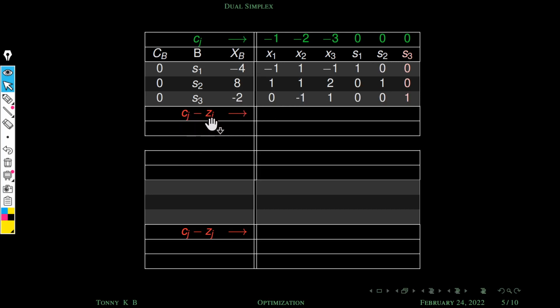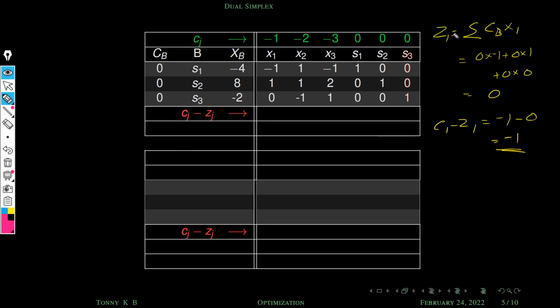For evaluating Cj minus Zj, the Cj's are there. First of all, we have to evaluate the Zj's. That means Z1, Z2, Z3, Z4, Z5, Z6. How to evaluate Z1? I will show you one. We can evaluate Z1 using this formula, sigma CB times X1. That means 0 into minus 1 plus 0 into 1 plus 0 into 0. That is the formula for evaluating Z1.